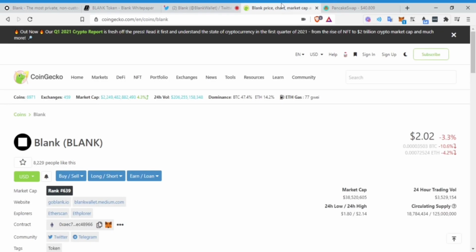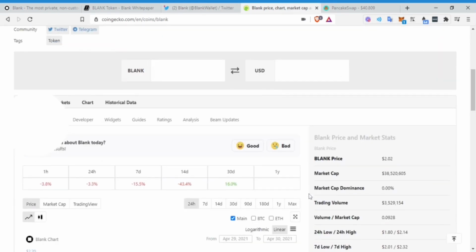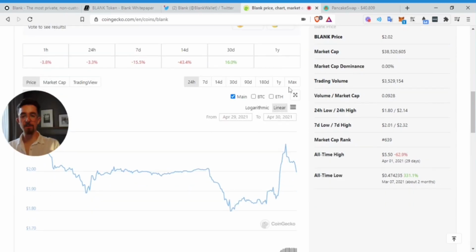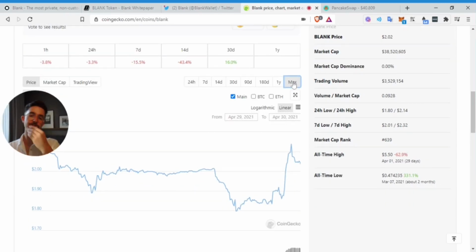Okay, so moving on. The Blank token right now is worth about $2. It's around, like I said, a $38 million market cap. You can see on this max chart, if we zoom all the way out, Blank has had some interesting price history. The one thing that's always kind of controversial is when a low cap project gets pumped by someone that has a very, very large following of active crypto investors that have a lot of capital, it can pump the price.